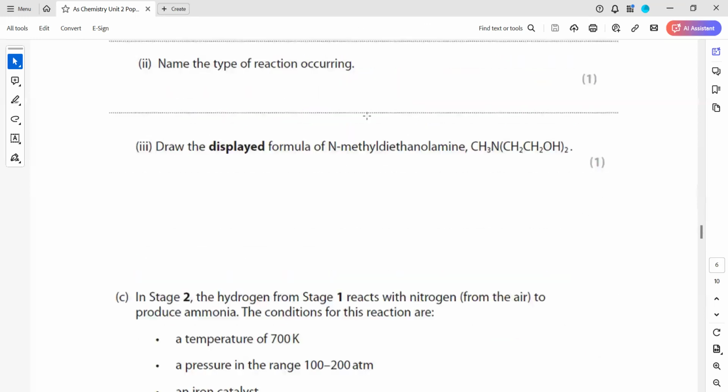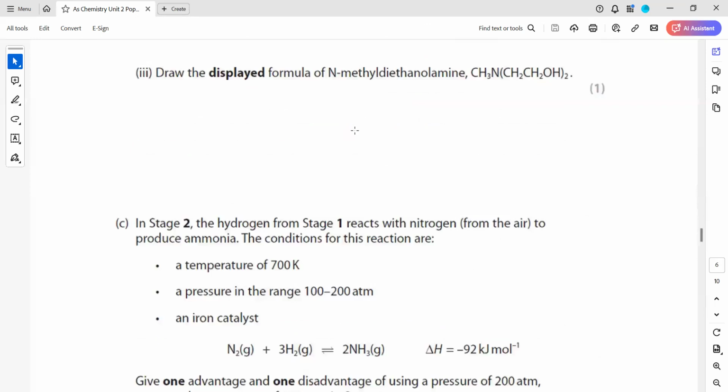Then we have to draw a displayed formula. Displayed formula means we show all the bonds and all the atoms. So CH3 is there. Then nitrogen. Then next to that is CH2, CH2, OH, and how many of them? Two of them. So with nitrogen, CH2, CH2, OH. And the same thing, another CH2, CH2, and OH.